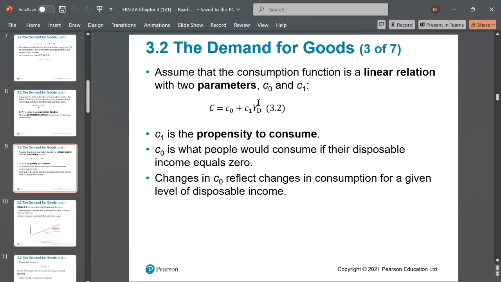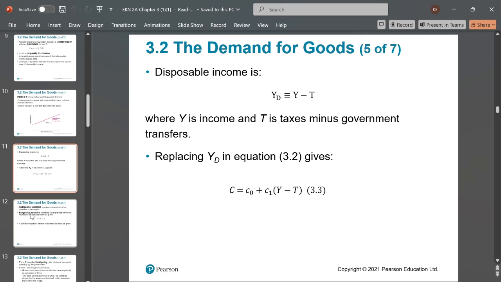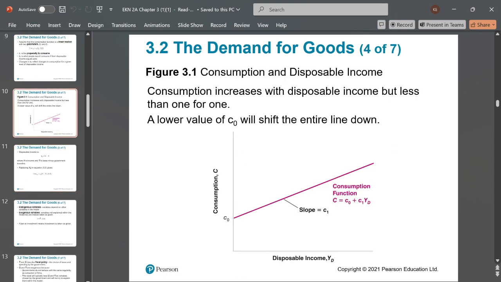YD being your disposable income. So C1 is the propensity to consume. It's basically the slope of the function. And then C0 is autonomous consumption. And we go on to the curve, so you'll see your consumption. C0 is what you consume even when your disposable income is zero. So at this point, your disposable income is equal to zero, and then the slope is equal to C1. And then this is your function basically.